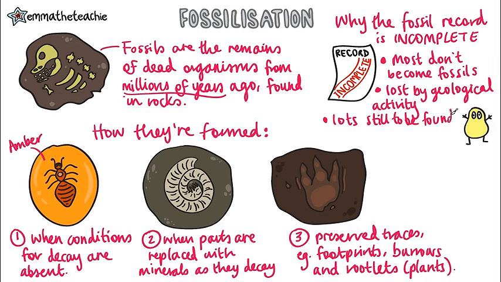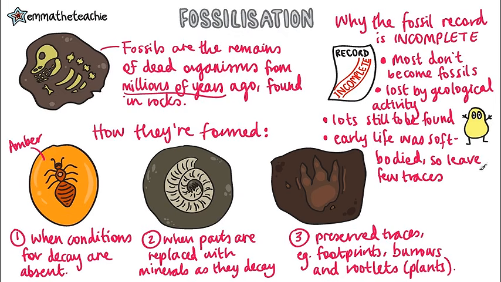Then we think that there are lots of fossils still to be found. Finally, early forms of life were soft-bodied, which means they left few or no traces behind, as soft parts decay and cannot be replaced by minerals. This is why we cannot be certain about how life began on Earth.